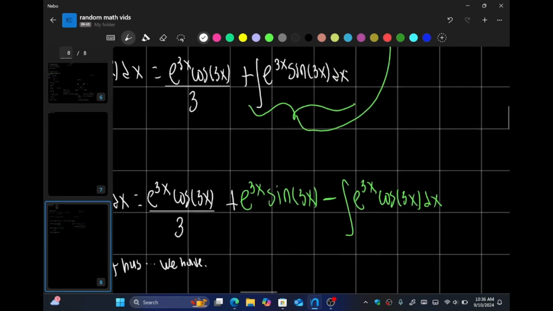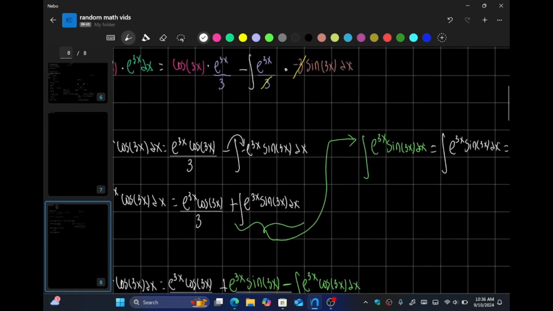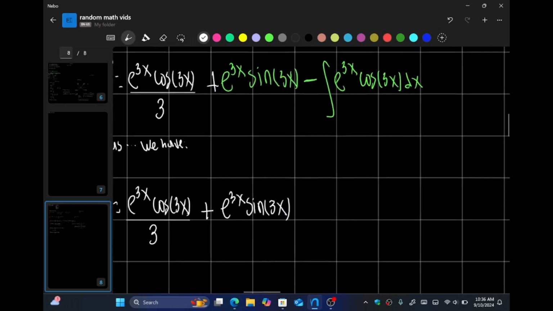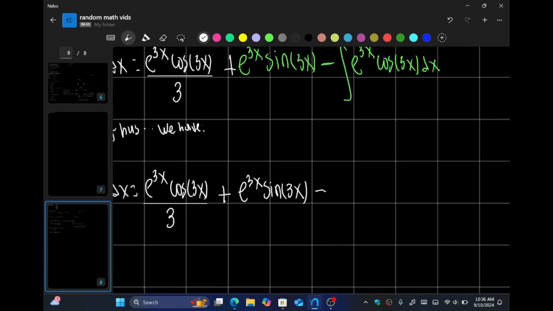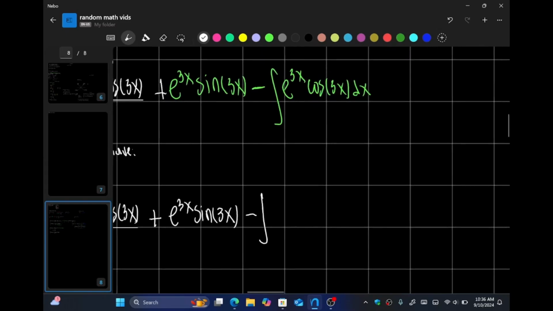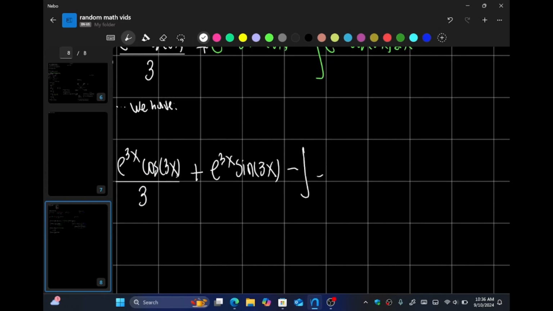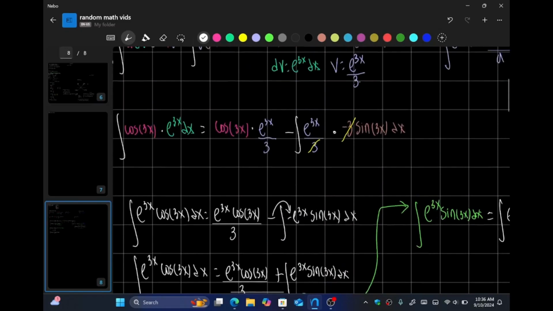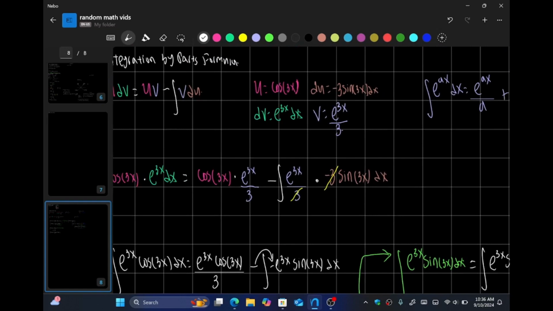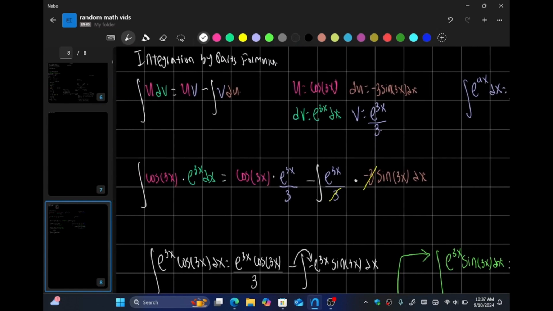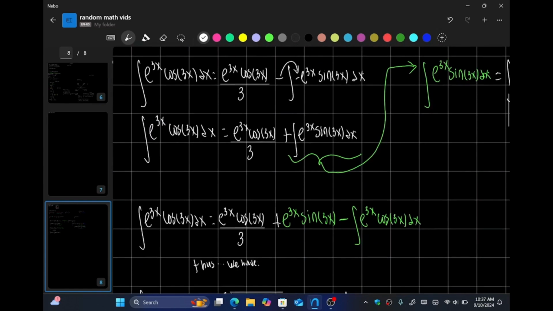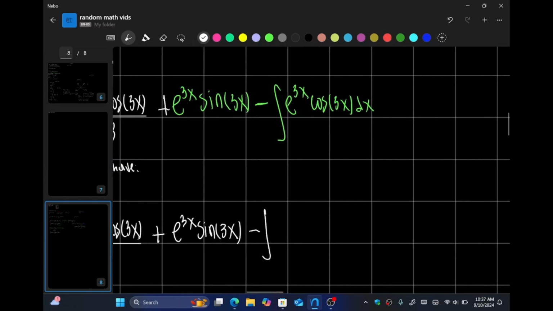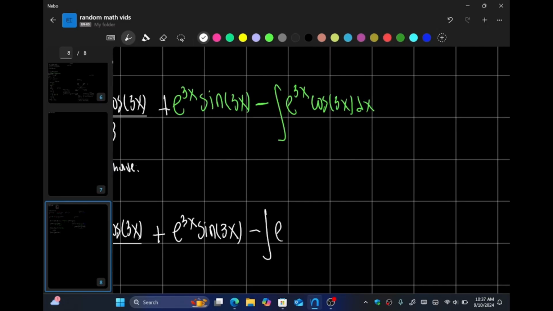And then, let me think here. And then minus the integral of e to the 3x cosine 3x dx.